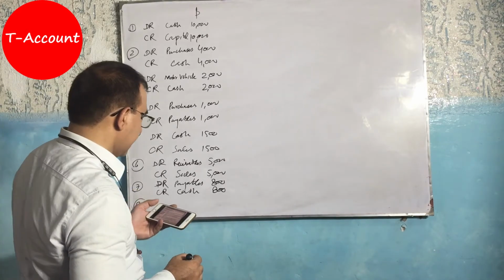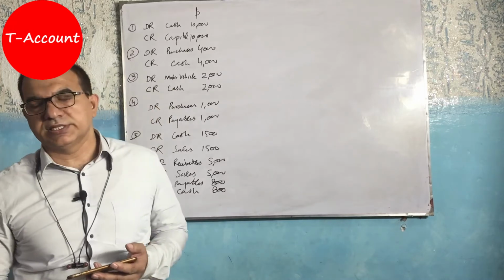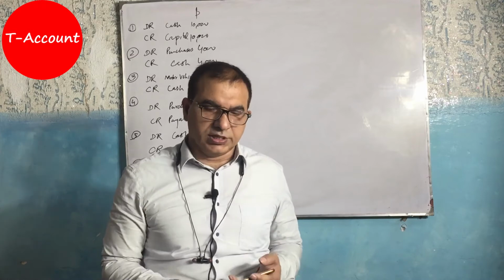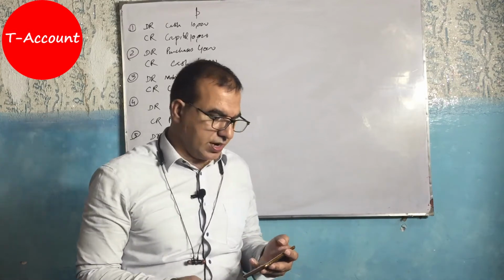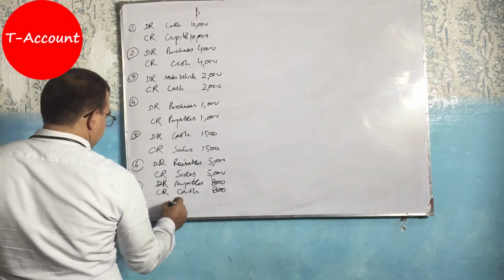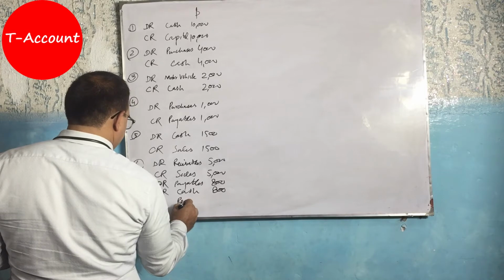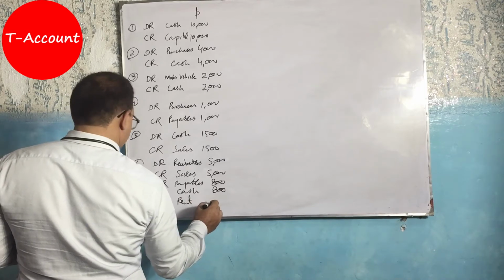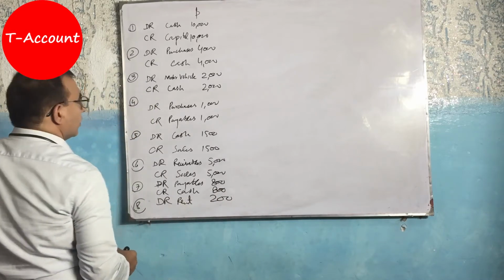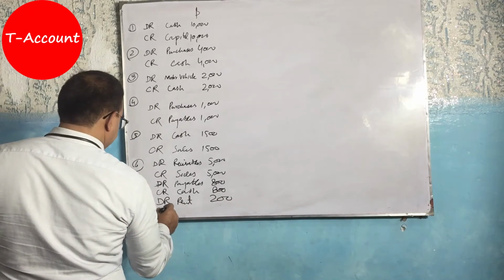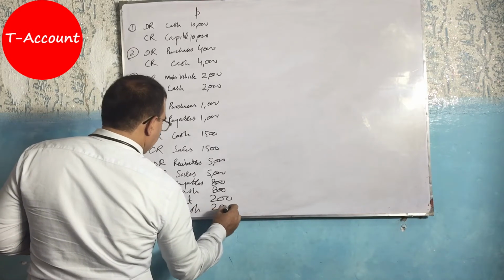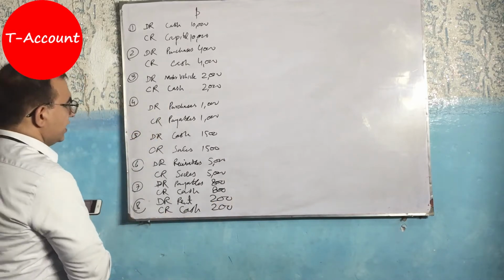8th January, Matthew pays rent of 200. Rent is an expense, income statement item. Increase in expense is debit, and decrease in cash is credit. So rent expense of 200, debit, and the cash, credit. How much is that? Same amount, 200. So we have 8 entries.